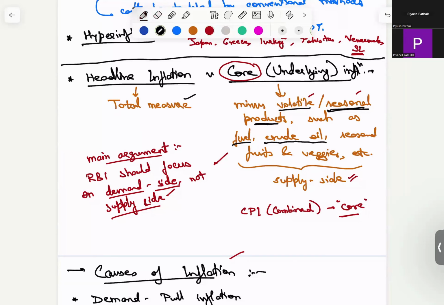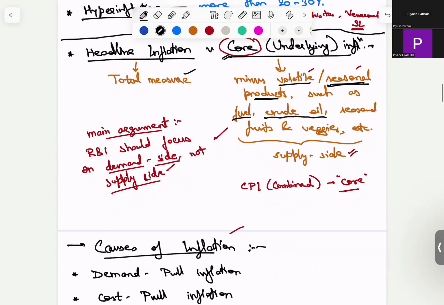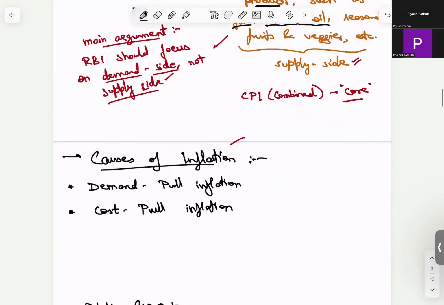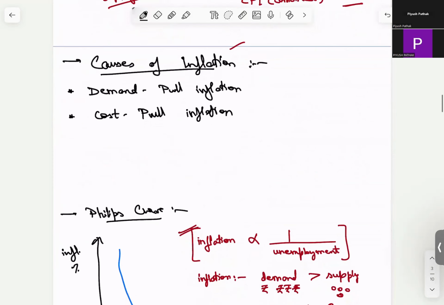So this is the difference between headline and core, and we always talk about core inflation to remove the effects of these volatile and seasonal products. Okay, so far so good. We are just talking about the theory and what all comprises inflation. It looks like a difficult topic, but trust me, it is one of the most interesting topics and not that difficult.